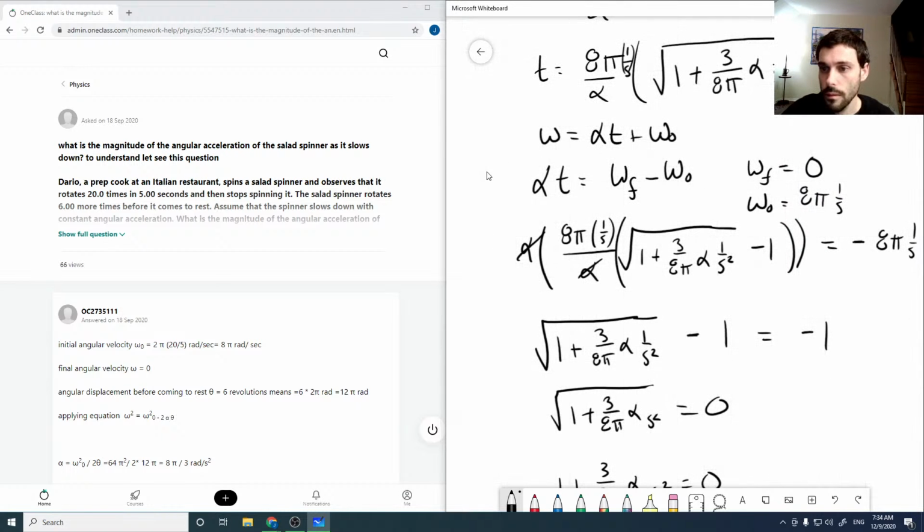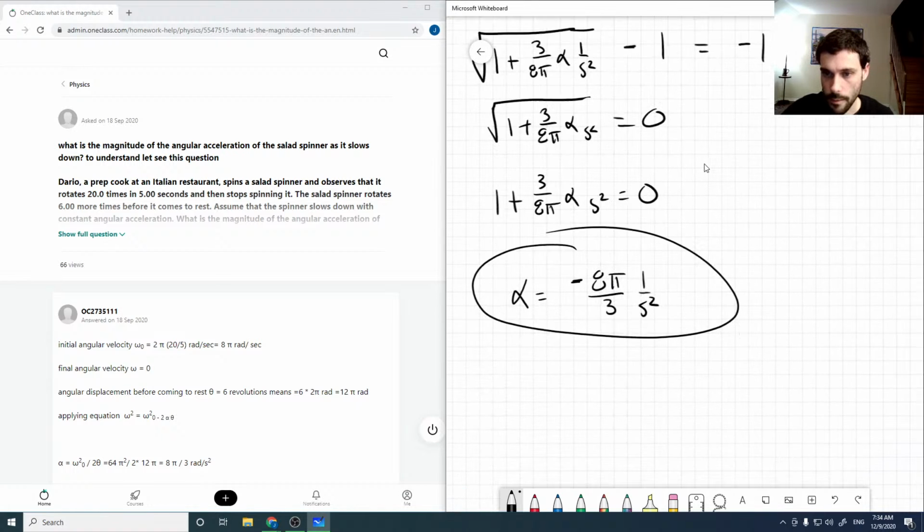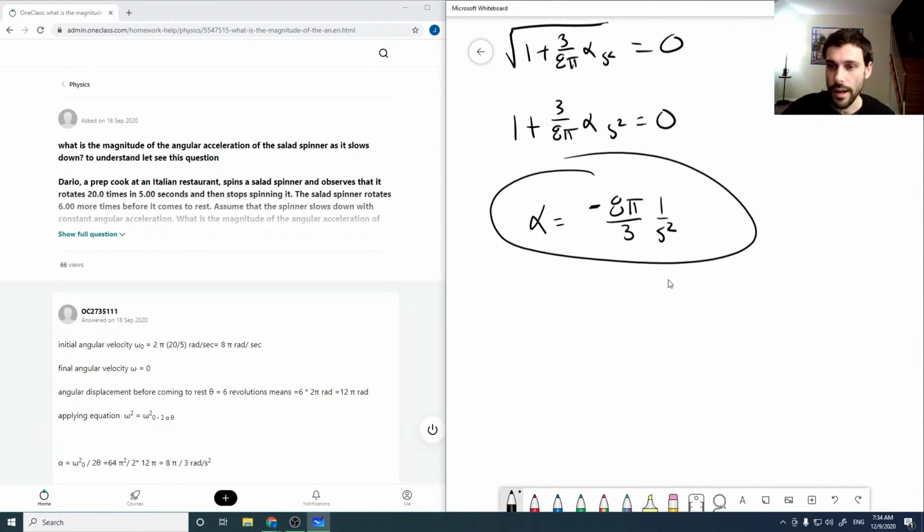So yeah, I messed up a couple of units and a couple of signs, but that shows why you need to pay attention closely when you're running through things. But there's our angular acceleration that the spinner is slowing down at.